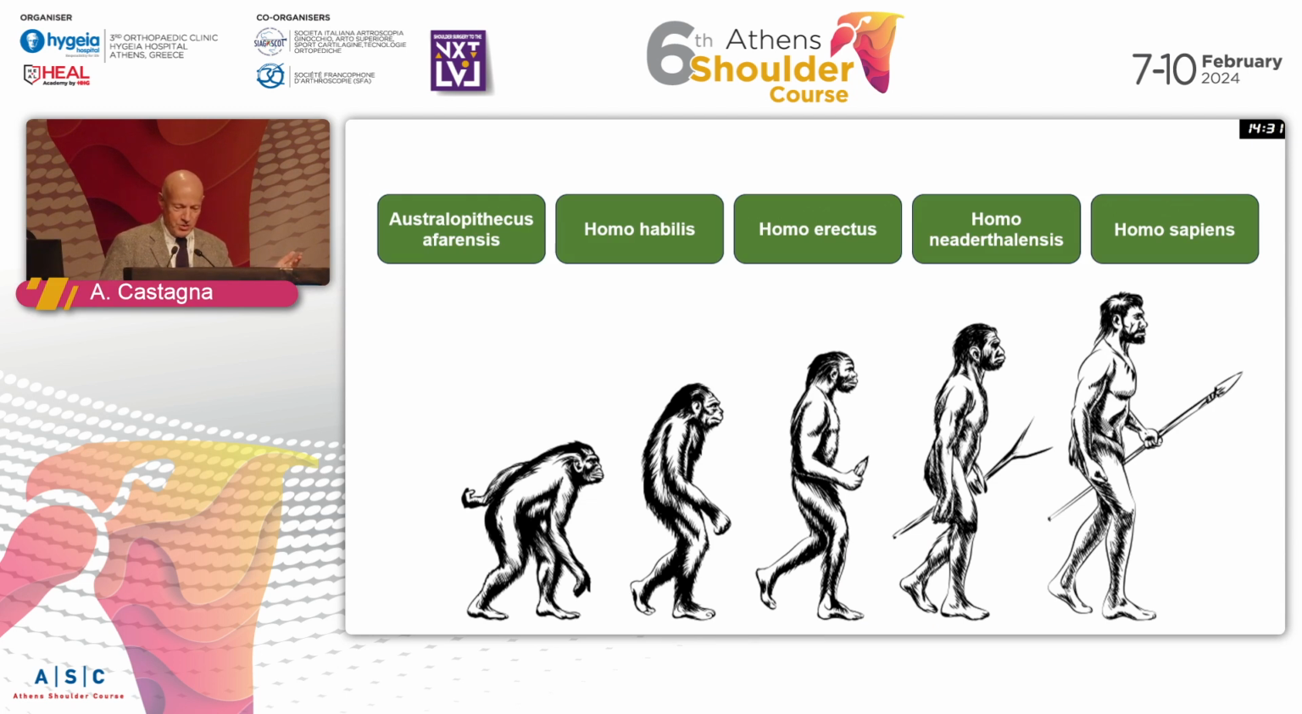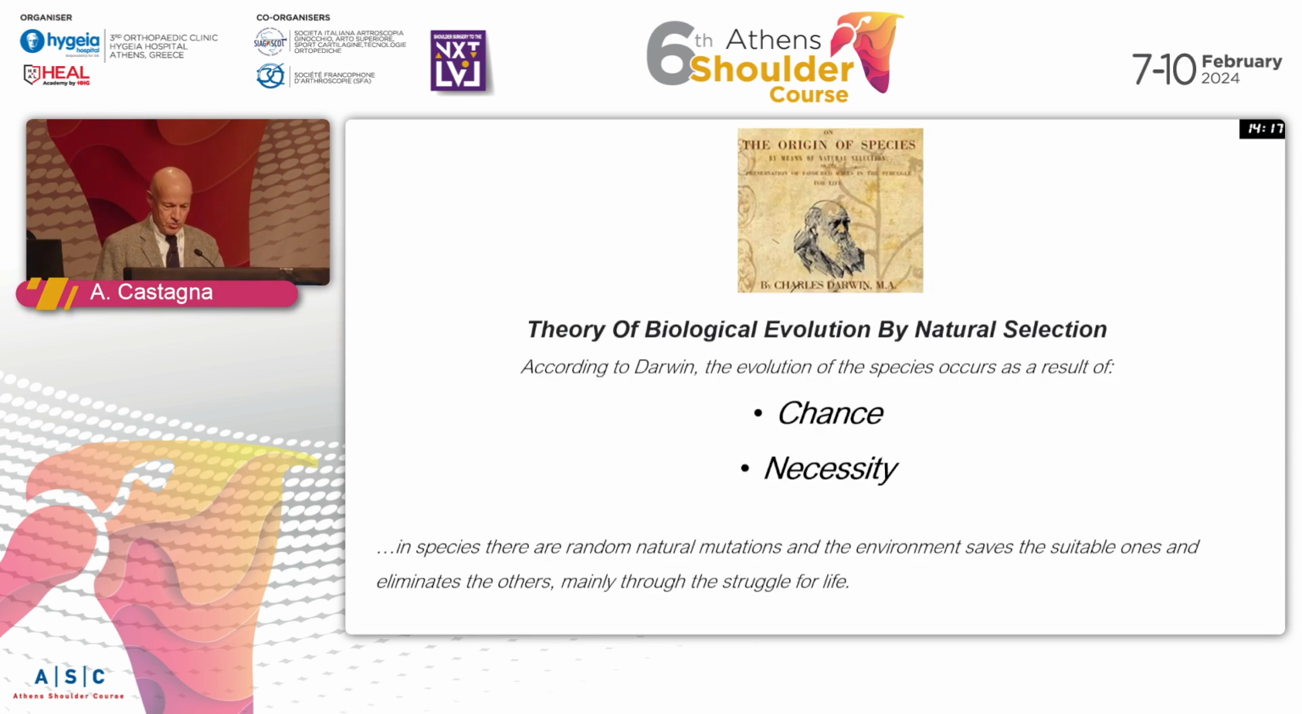Of course, we know all this picture with this evolution of the human being, like a monkey, then from four legs, then two legs, and then adapting the shoulder, and then more erectus, Neanderthalis, and then sapiens. This is the normal evolution.